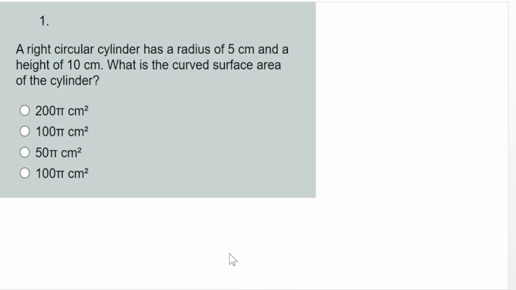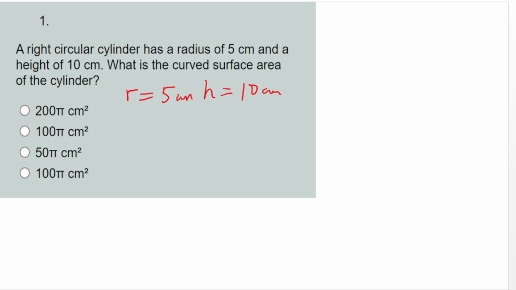The first question says, a right circular cylinder has a radius of 5 centimeters and a height of 10 centimeters. So the radius r is 5, and the height is 10 centimeters. What is the curved surface area of the cylinder?